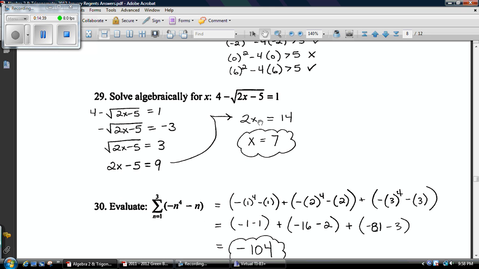Solve algebraically. What are we going to do? We're going to subtract 4 to the other side, divide by a negative, square both sides, get it all by itself, right? And then finally you get x equals 7. Now you always need to test your answers when you have radicals because you could get nothing as your answer. 2 times 7 is 14. 14 minus 5 is 9. Square root of 9 is 3. 4 minus 3 is 1.